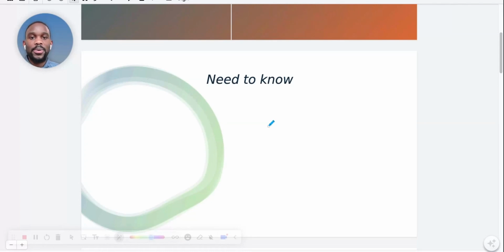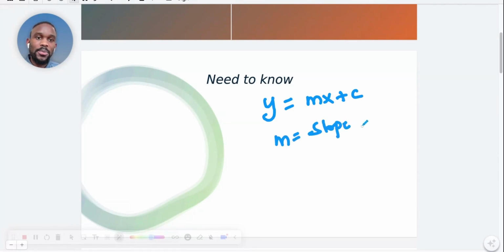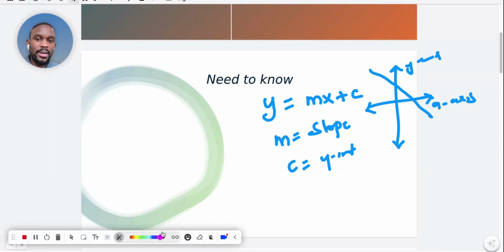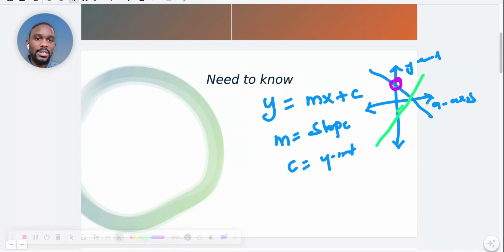If you're given an equation y = mx + c in this format, m is the slope of this line, which is going to be the rise over the run, and c is the y-intercept. The point where the line crosses the y-axis is called the y-intercept. This is the y-intercept right here. So this coordinate here is what we're interested in. You might have another line, let's say the line in green. It's like that. This point where it crosses the y-axis is going to be our y-intercept.